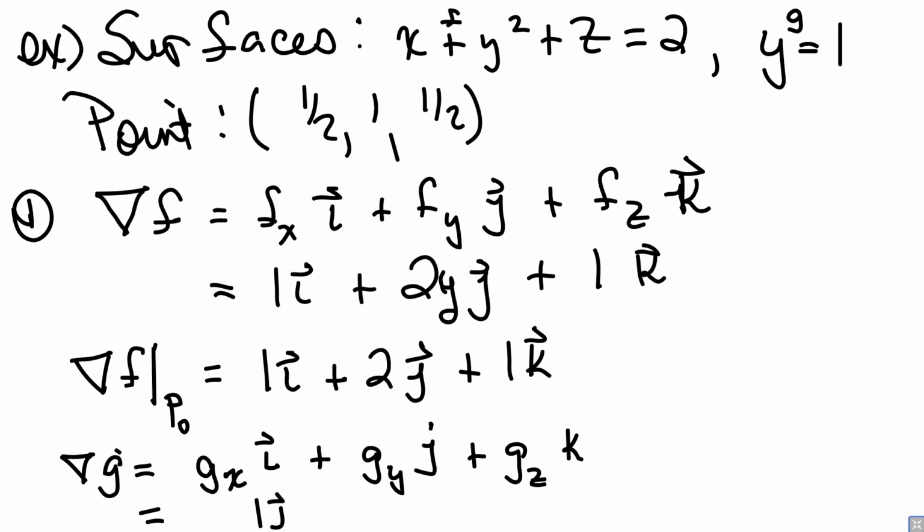Now, if I had variables in it, then I would evaluate the gradient of g at the point. But since it's just numerical, I don't have to do that step. Now, let's think about this. If we're trying to do something at an intersection, what should we do with two vectors?